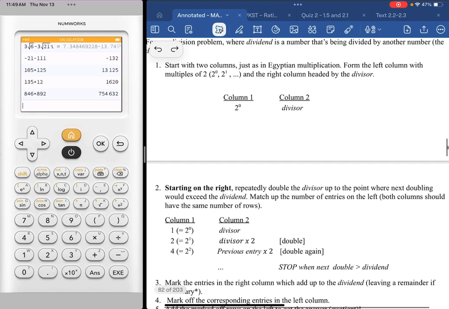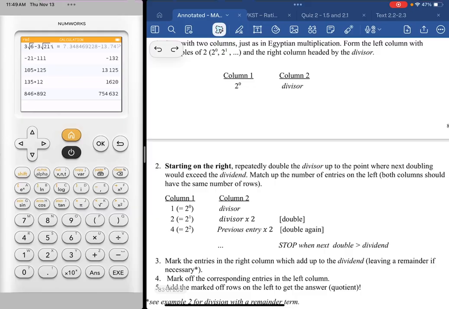What we do is we account for the powers of 2 on the left corresponding with the divisor doubled again and again, until the next double would be bigger than the thing that you're dividing. So the dividend. Once you get there, you stop. Don't include the one that's bigger than the number you're dividing. Not the number you're dividing by, but the number you're dividing. Once you get to that entry, then you stop.